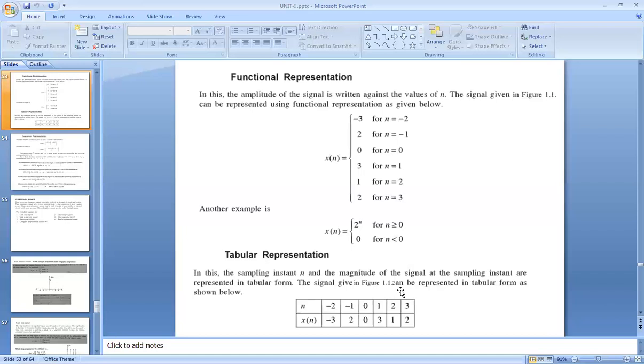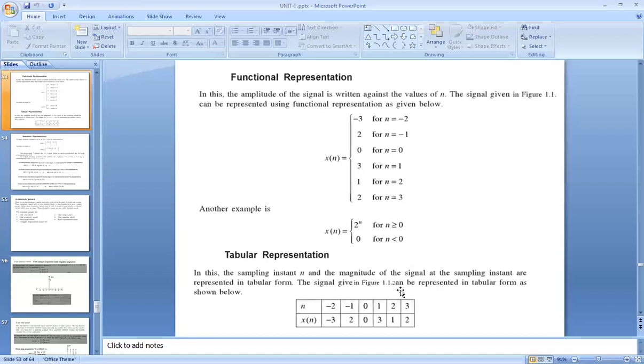Now, tabular representation means we are putting all the values in a table form. In this, the sampling instant n and the magnitude of the signal at the sampling instants are represented in tabular form. The signal given in the last figure can be represented in tabular form as follows. Here, two rows are represented, n and x of n, and the value of n is varying from -2 to 3, and for each value of n, the x of n value is written.